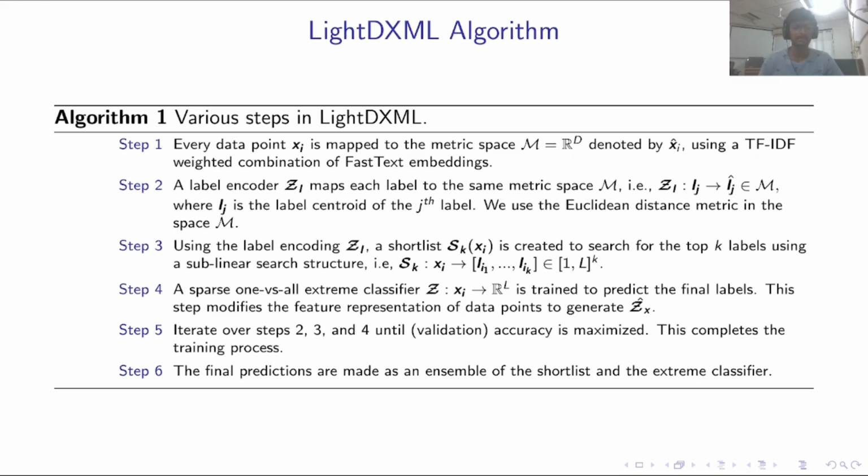Now these steps 2, 3 and 4, which involve finding label encodings, training a shortlist and finally training the final feature representations and the classifier, can be iterated until a satisfactory condition is reached. For example, until validation accuracy is maximized. And finally, during prediction, the prediction is done using a combination of the output from the shortlist and from the final classifier.